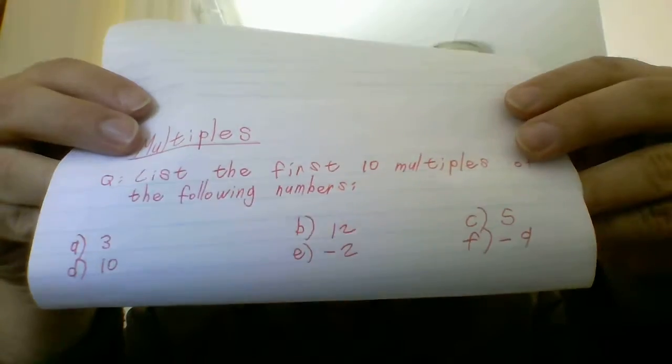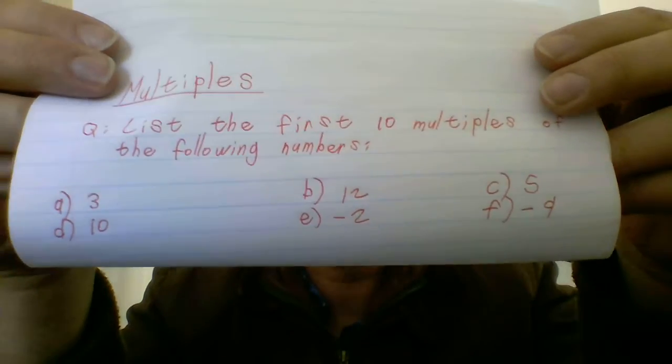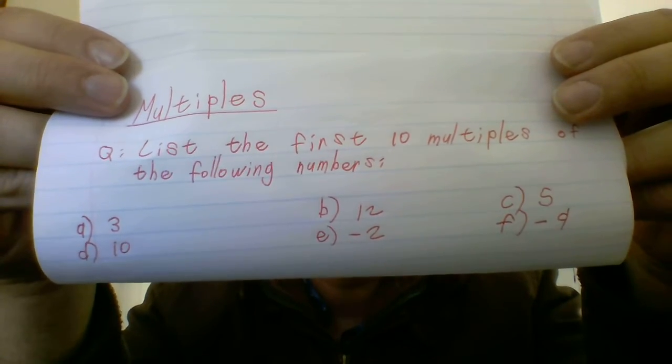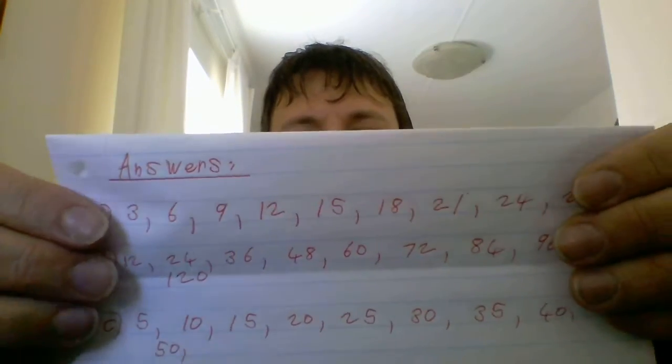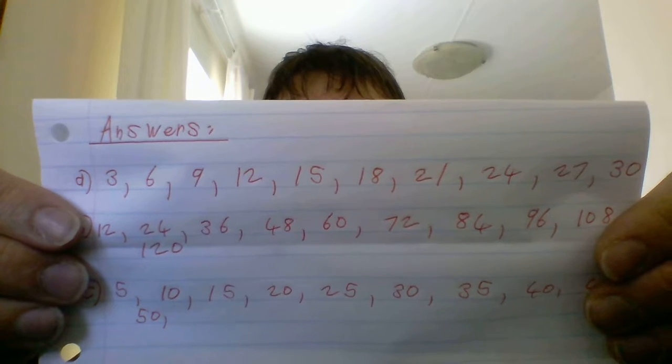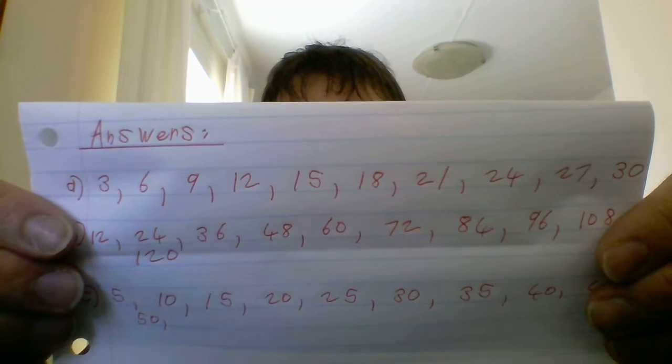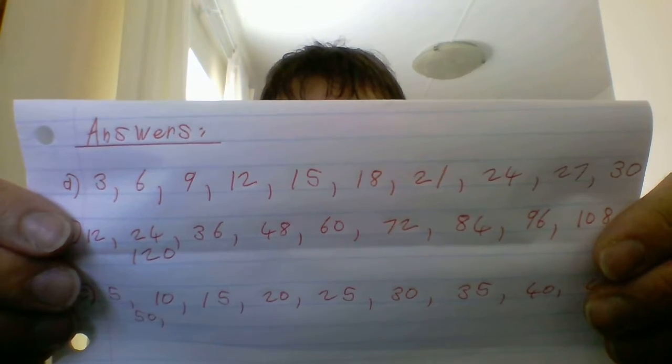Question C. The first 10 multiples of 5. So that will obviously be 5, 10, 15, 20, 25, 30, 35, 40, 45, 50.